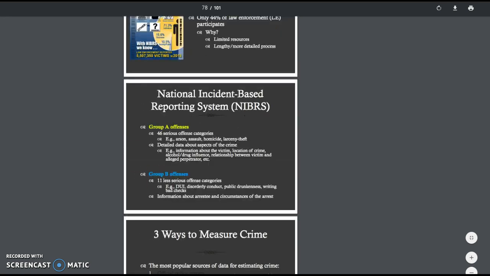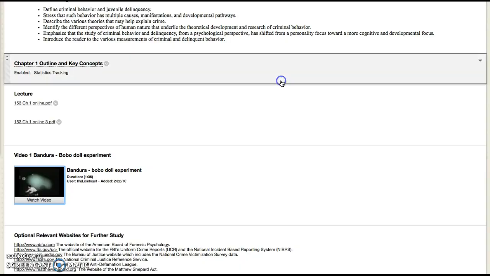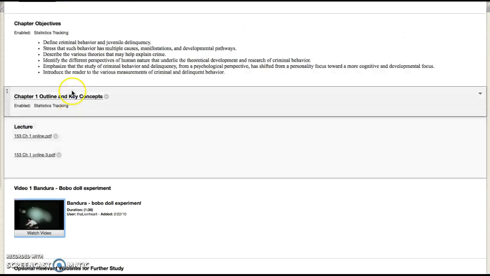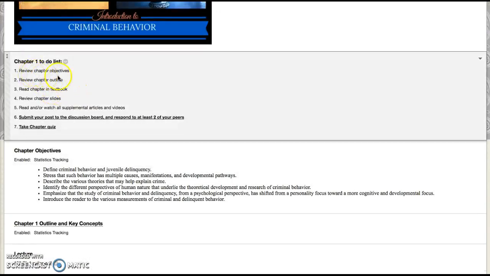I think that's it for the lecture. So I'm going to go back to our overall chapter. So what do we have? Reviewed the objectives, reviewed the outline. We did that. You need to read your textbook prior to looking at the chapter slides is the best practice for understanding. Read and or watch all supplemental articles or videos. And then you have your posts and replies to the discussion board and your chapter quiz.